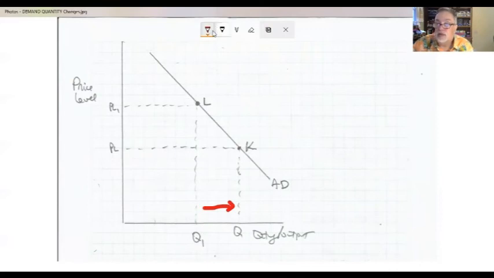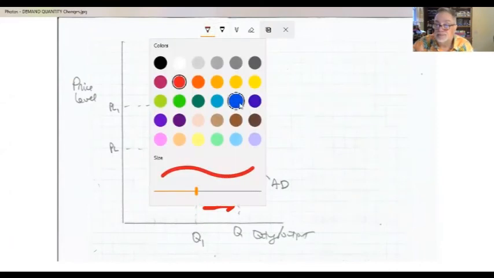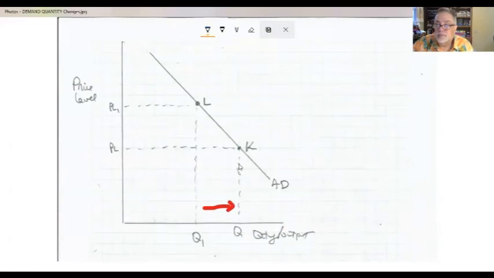Now, if we have the reverse, and we are at K, and the cost of doing business goes up. Taxation, suddenly now there's a 10% surcharge in all businesses. Tighten up all those loopholes. Price of raw materials goes up. Price of oil, for example, goes up. Well, then we're going to change the output line from Q to Q1.